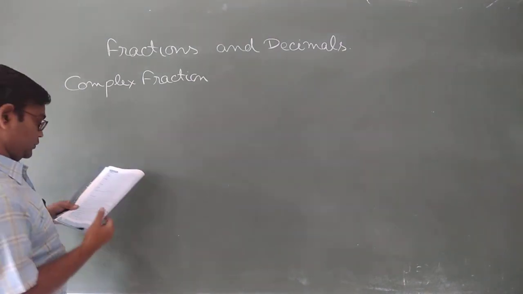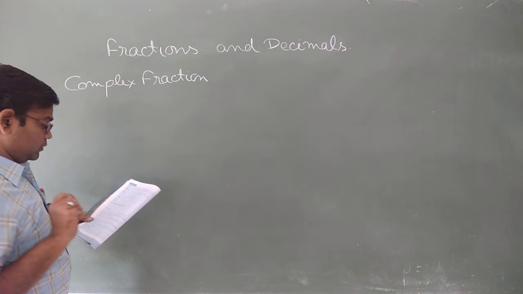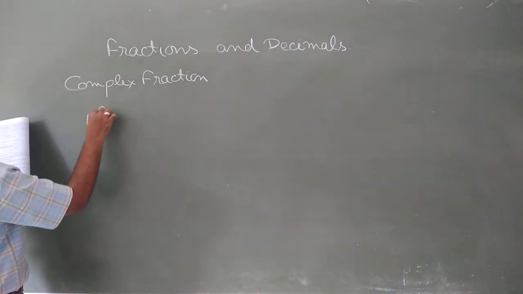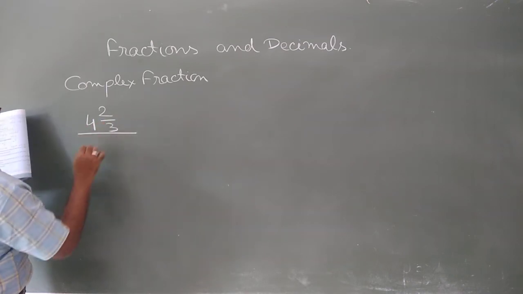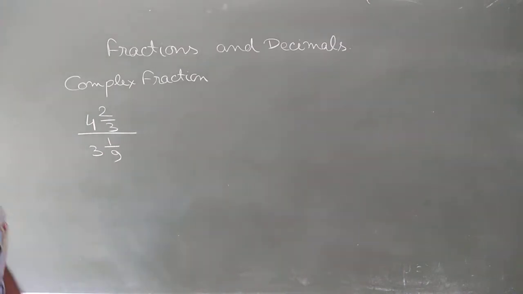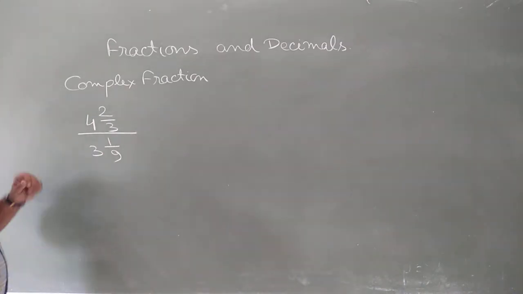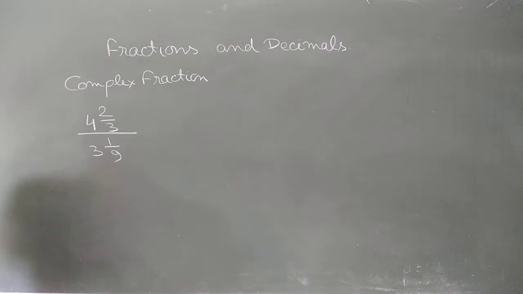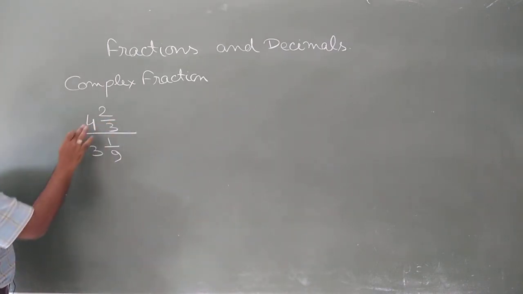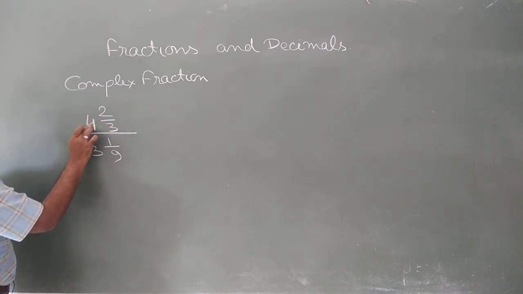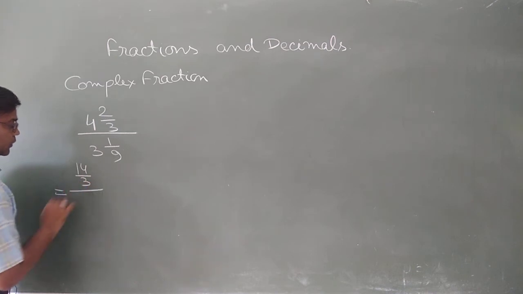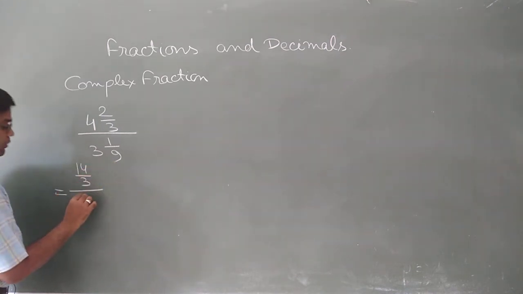I am solving one very complex fraction. It's 4 whole 2 upon 3 divided by 3 whole 1 upon 9. This is a complex question. This is your complex fraction. Now first we make them into improper fractions. 4 3s are 12, 12 plus 2 is 14. 9 3s are 27 plus 1 is 28.